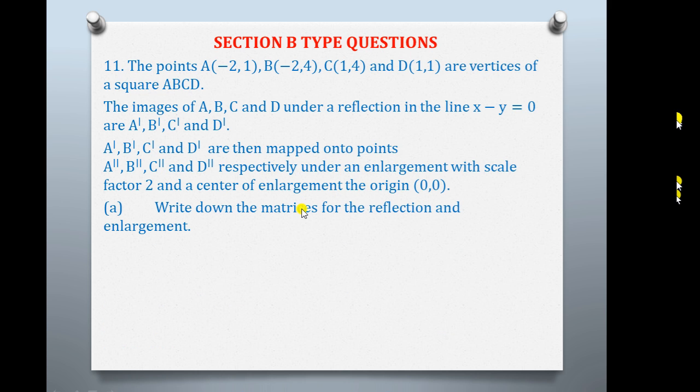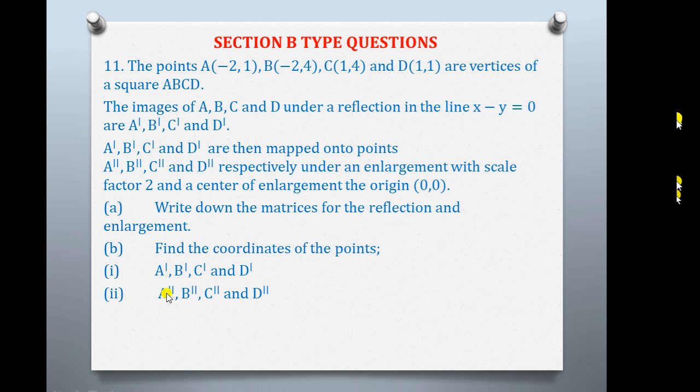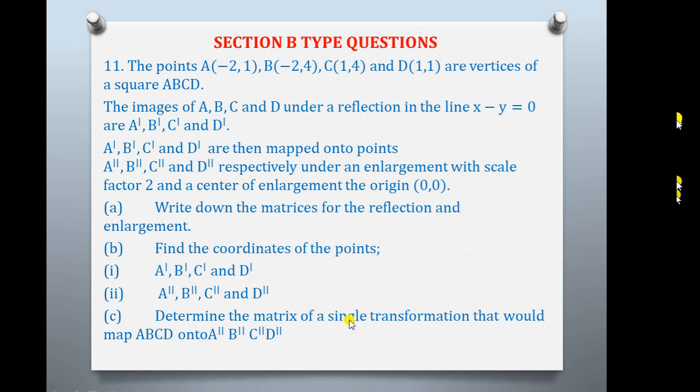Part A, write down the matrices for the reflection and enlargement. Part B, find the coordinates of the points: Roman 1, A prime, B prime, C prime, and D prime; Roman 2, A double prime, B double prime, C double prime, and D double prime. Part C, determine the matrix of a single transformation that would map A, B, C, D onto A double prime, B double prime, C double prime, D double prime. Then finally, part D, show the square ABCD and its images on the same axis.